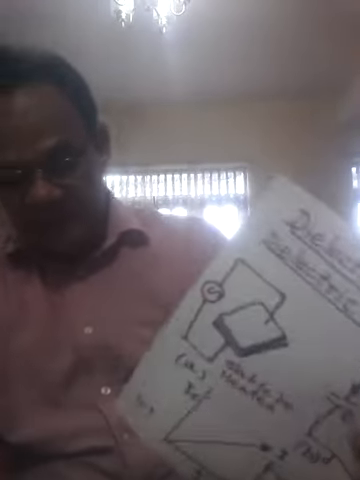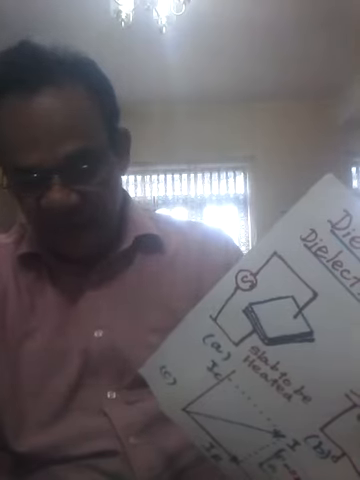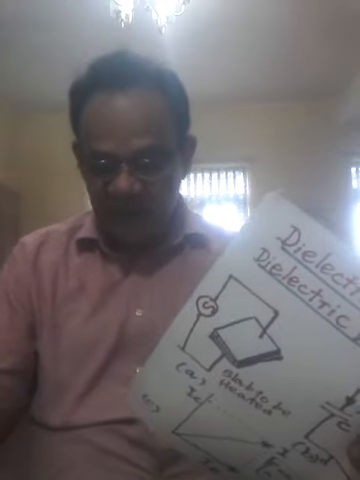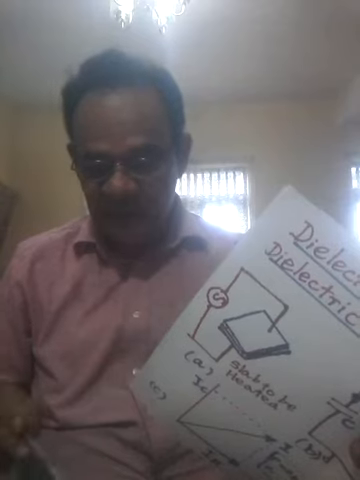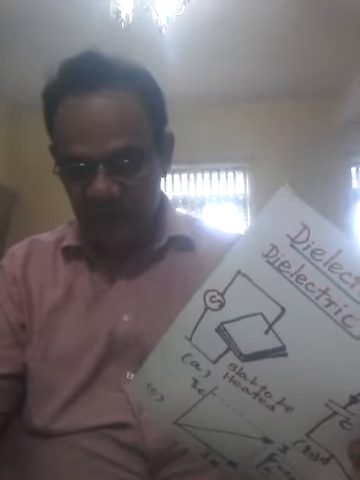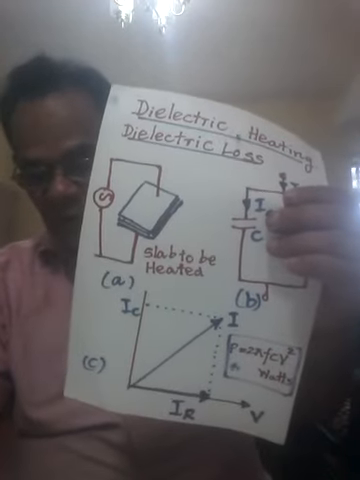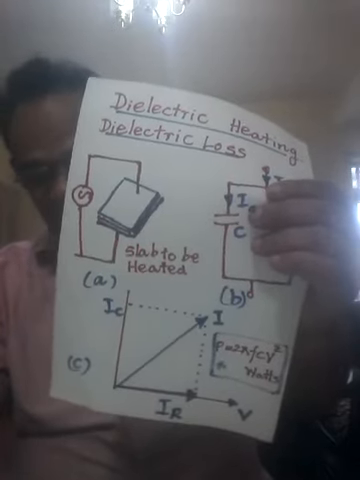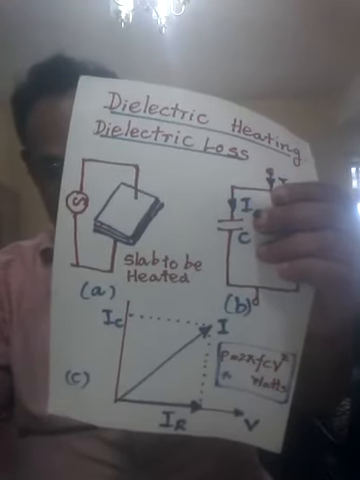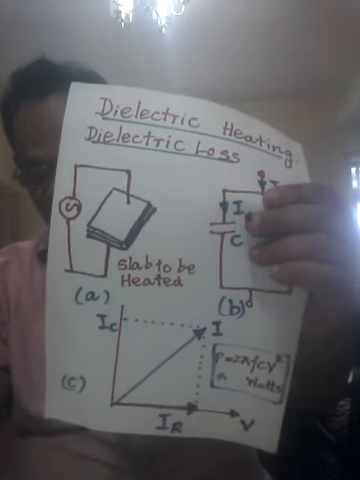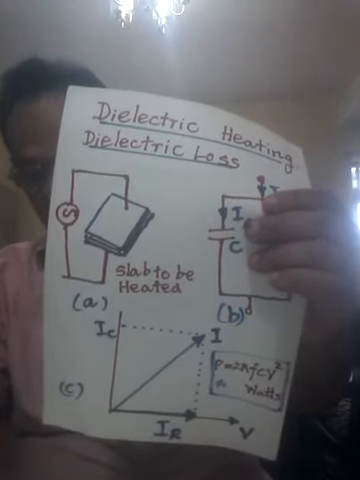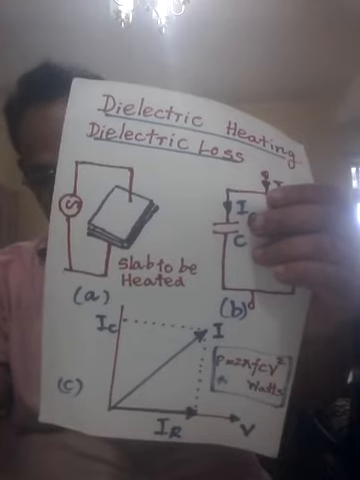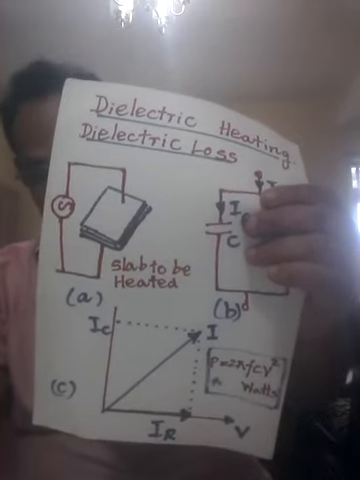The second advantage, heating becomes faster, very fast, with increasing frequency. If you want to control the temperature, we can easily control the frequency. Number three, it is the only method for heating bad conductors, which is very important for the industrial sector. Bad conductors like wood and plastic can be easily heated. Other methods, for example resistance heating, cannot be applied to those things.